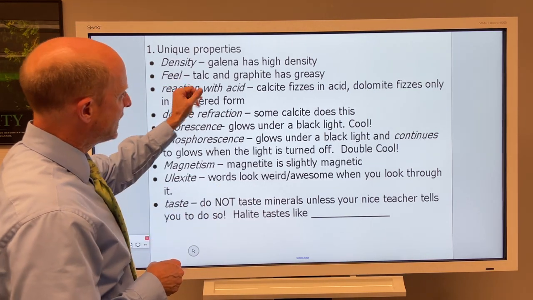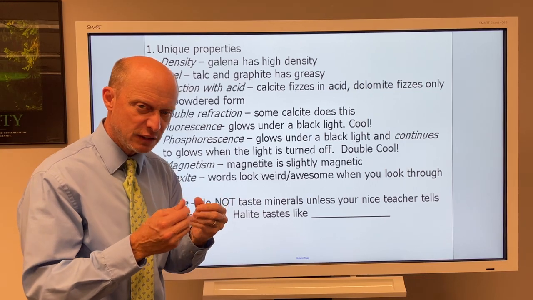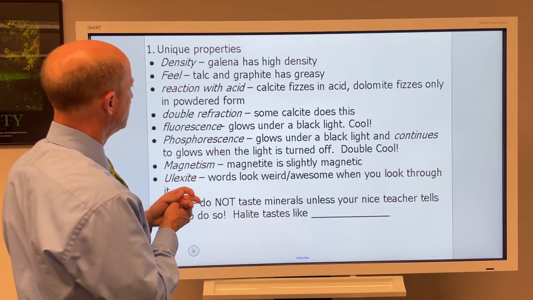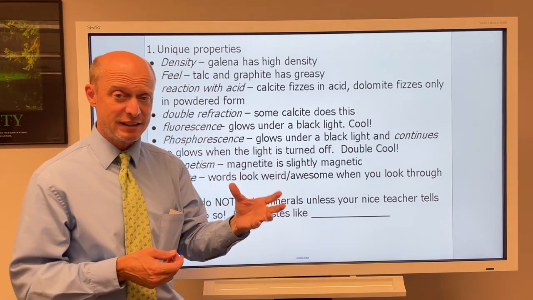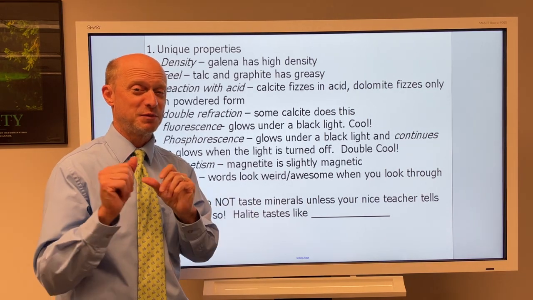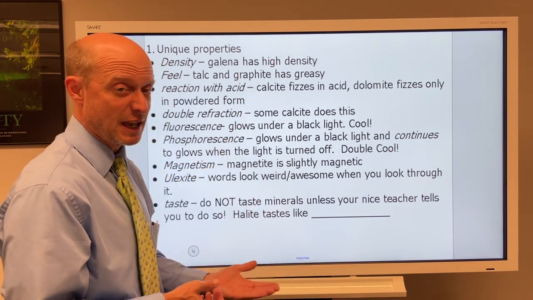So feel, we say talcum and graphite have a greasy kind of feel to them. It's a slippery kind of feel. Density, some minerals have really high density. We'll talk about gold in a little bit. Gold is a mineral that has really high density. It's really heavy for its size.